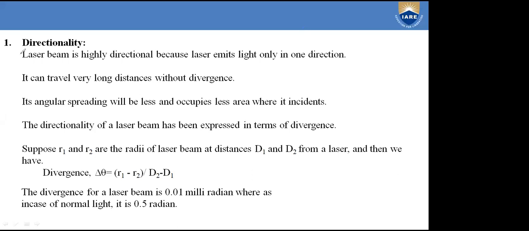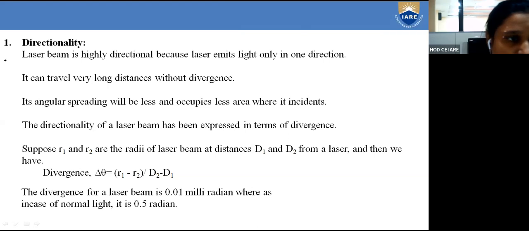Okay, so note down these points. What do you mean by being directional? Where laser light travels in a single direction. And the second one is that divergence is negligible. What do you mean by divergence negligible? Its angular spreading will be less. And then the fourth one is directionality. It can be expressed in terms of divergence, and this is the formula for divergence.